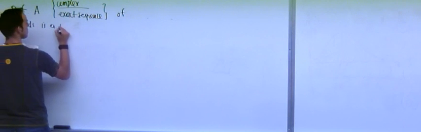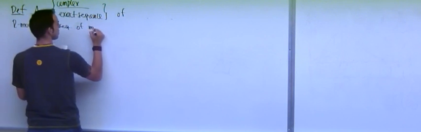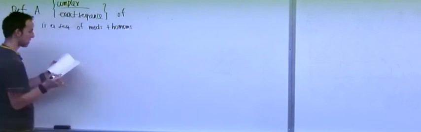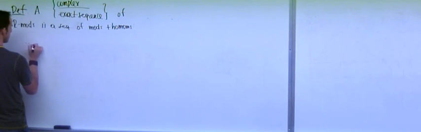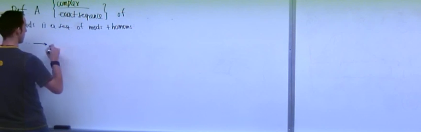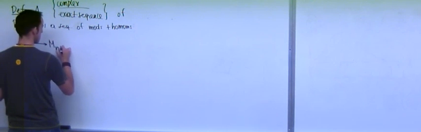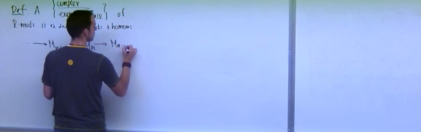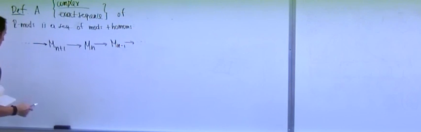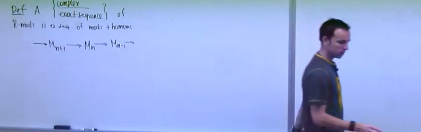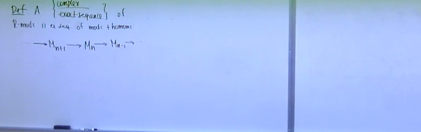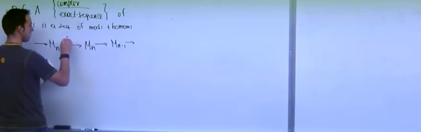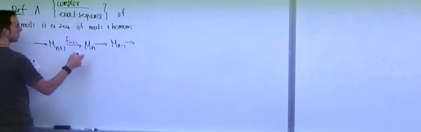A sequence of modules and homomorphisms that looks like this. So it's just something that looks like that, a row of modules and homomorphisms between them. Okay? So those are the modules, and we call the homomorphisms F. So for each n, we have a homomorphism F_{n+1} that takes me from M_{n+1} to M_n.